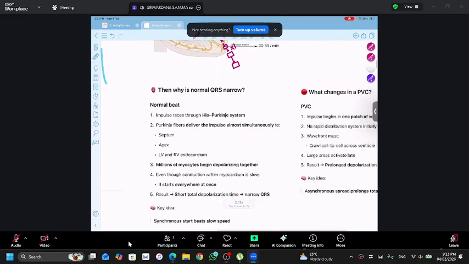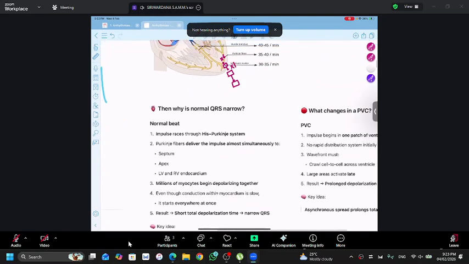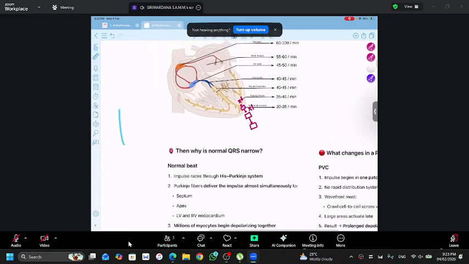However, even though conduction within the myocardium is slow, from myocyte to myocyte, it starts everywhere at once because the His-Purkinje system races along giving this signal. One set depolarizes, another set starts depolarizing like this. Their depolarization speed is slow.